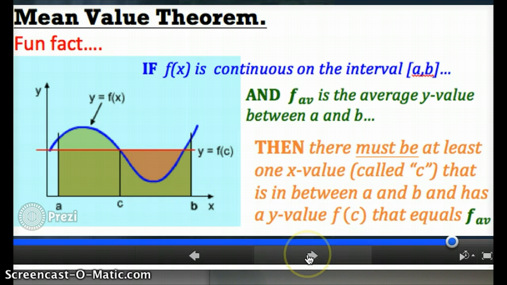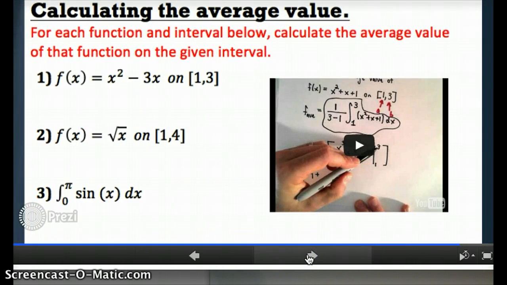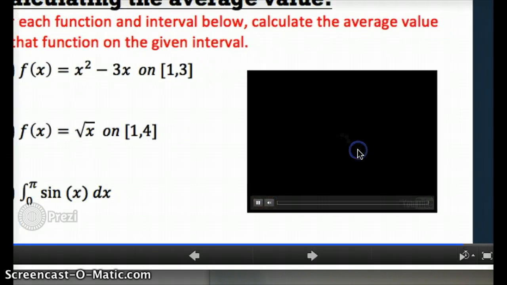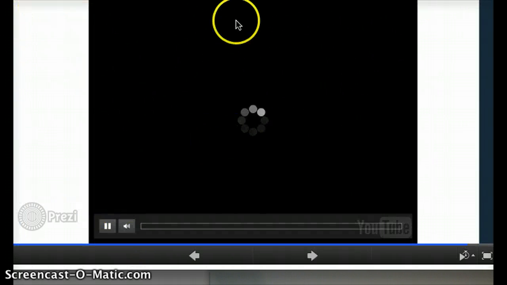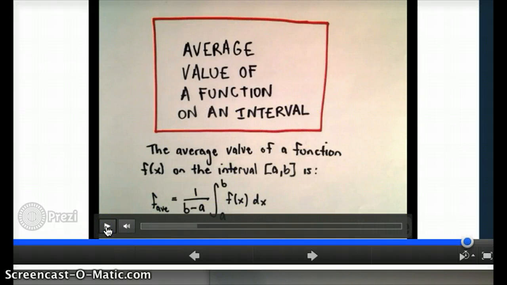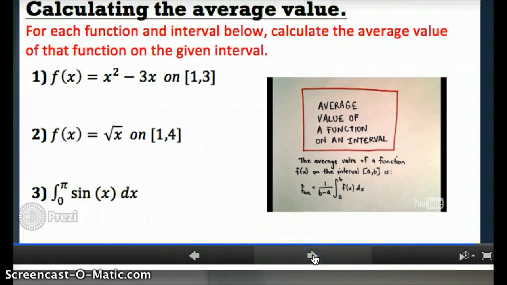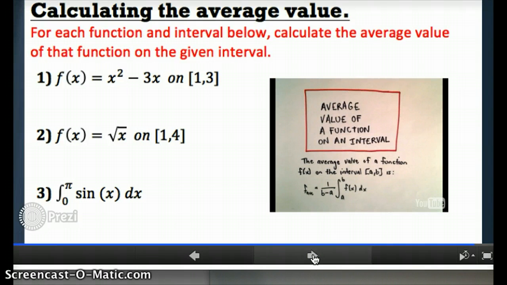Let's go back to what we were talking about with areas. You're going to calculate the average y value of each of these three functions on the interval 1 to 3, 1 to 4, and 0 to pi down here at the bottom. How do you do this? Well, I'm going to have Patrick JMT model an example for you. This video is just 3 minutes. It's linked in your video, so I'm not going to have you watch it on screen, but go ahead and click on the link to this video. Promise it's just 3 minutes. It'll teach you how to do this, and when you come back, you should be able to answer these 3 example problems.